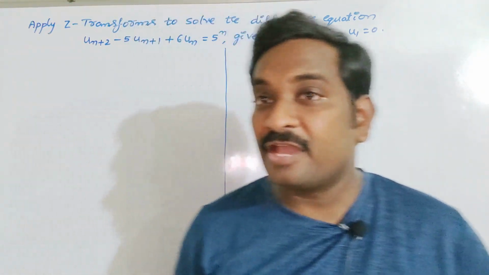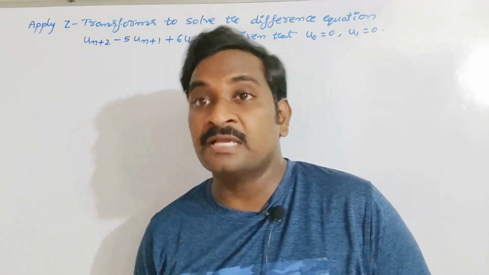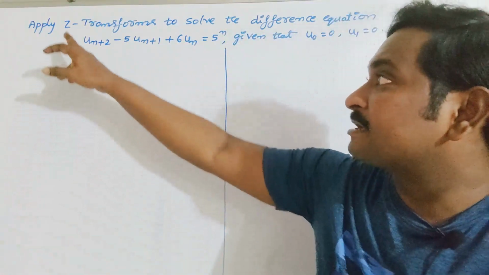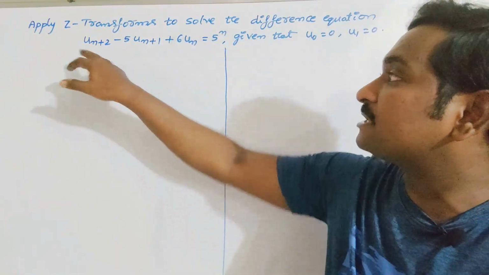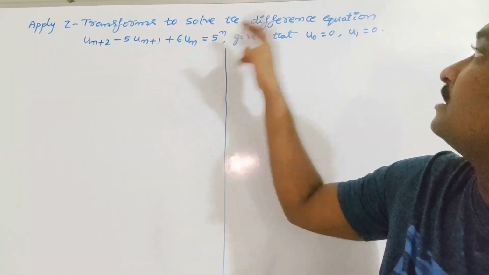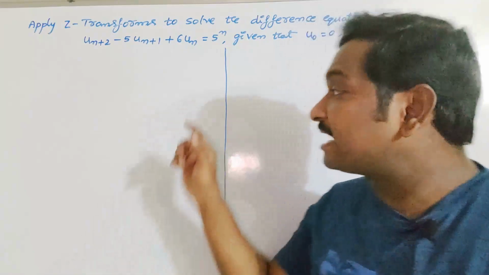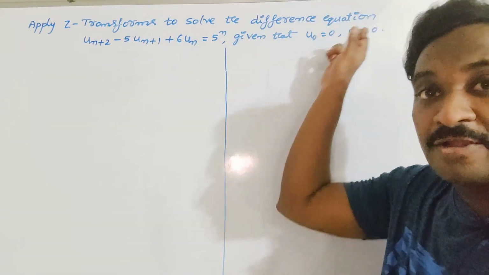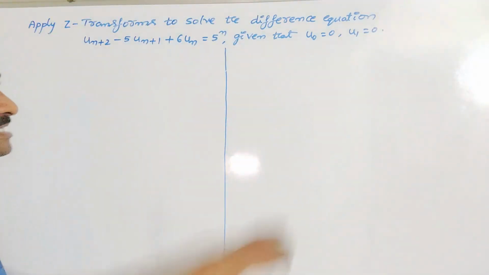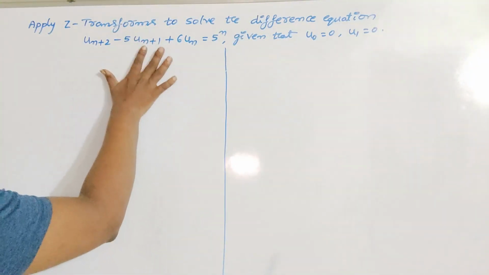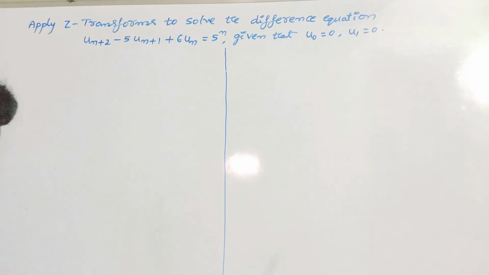In this video, I will explain another example on Z transforms. See the statement: apply Z transforms to solve the difference equation. We already know that this type of equation is called a difference equation, given that u0 is 0 and u1 is also 0. These are known as conditions. At these conditions, we have to find the solution of this difference equation.